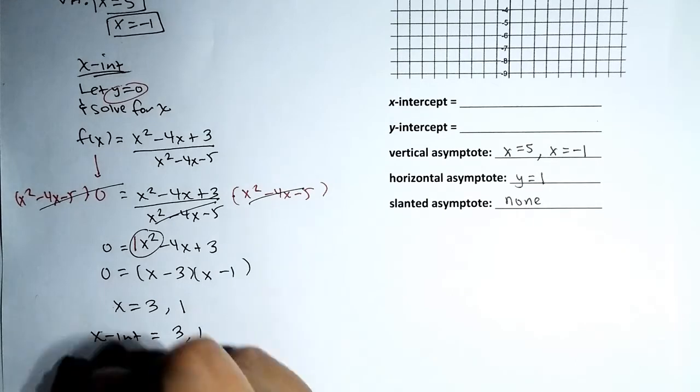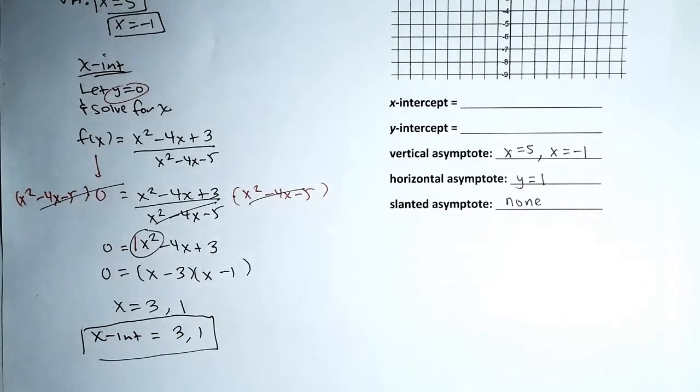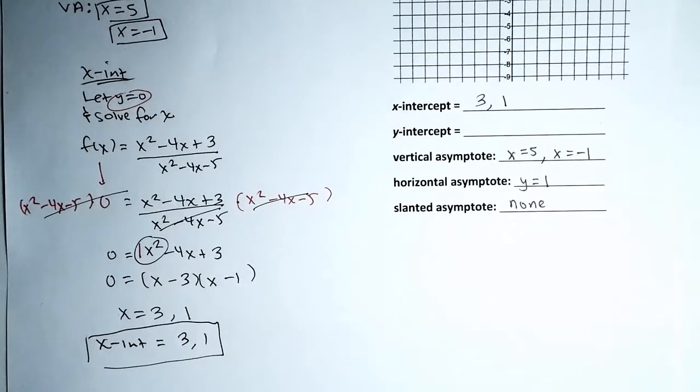So I'm going to box it out of habit, but to get the credit, we do it in the space provided. So for x-intercepts, we have 3 and 1. If you want to put them in order, you know, go for it. Okay, so let's do this.